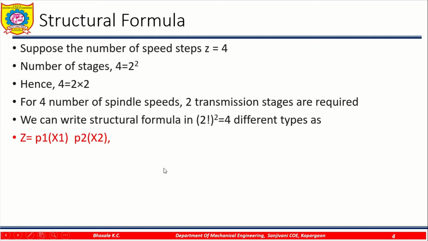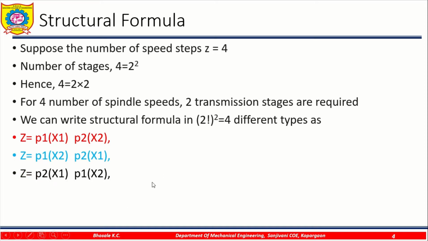So we just have to arrange the positions of P and X. First we'll write down P1, then P2, and along with that in the bracket X1 and X2. This is the first structural formula. For the second structural formula, we'll keep the same location of P1 and P2 and only change the location of X2 and X1. So we get the second structural formula.